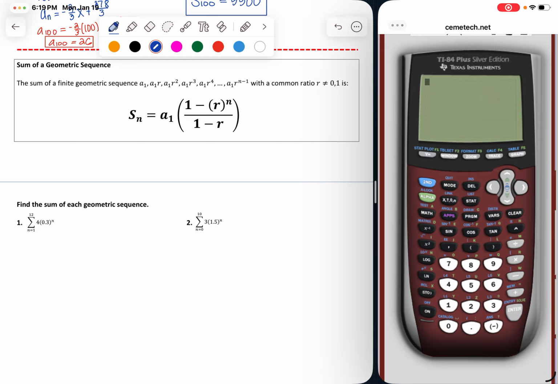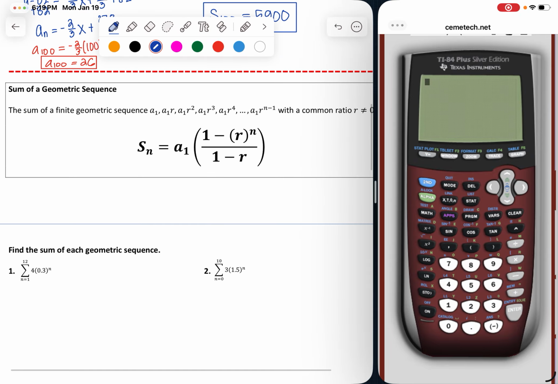Now, if plugging in 1 through whatever is faster than using the formula, obviously you should do that. So if it's like plug in 2 through 3, or plug in 2 through 4, or plug in 1 through 3, that's only plugging in 3 numbers, right? So it might be faster just to plug in those numbers. You decide, right? But most of the time, it's faster to use this formula.